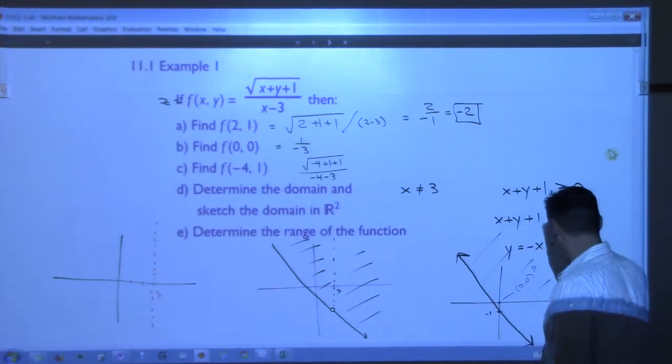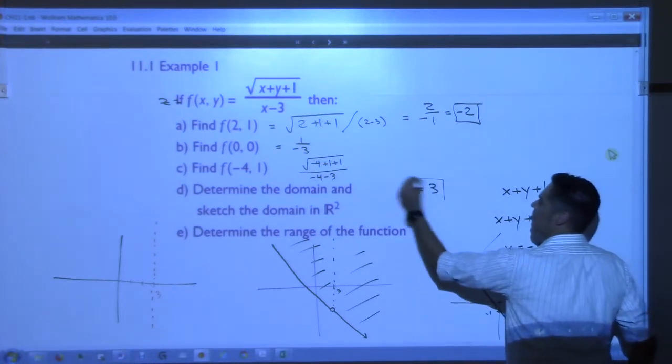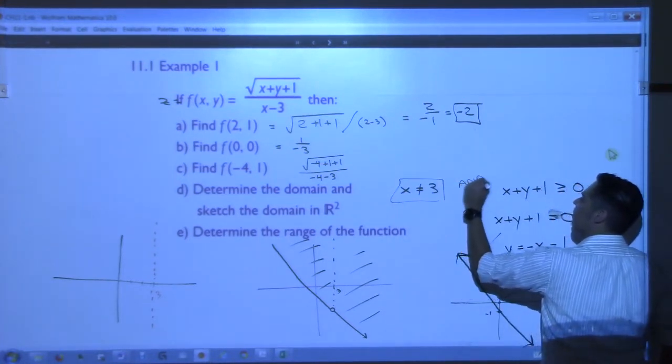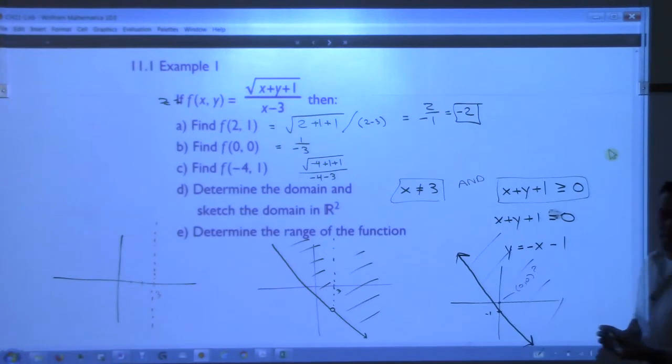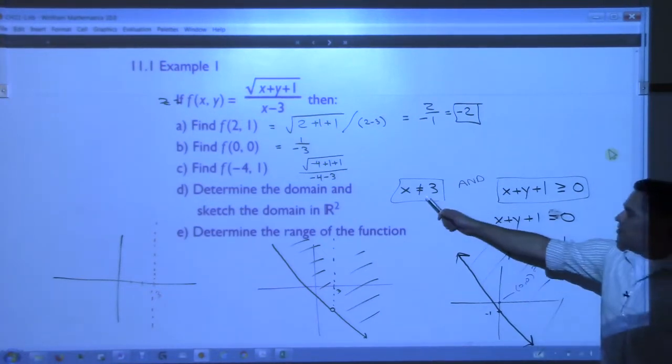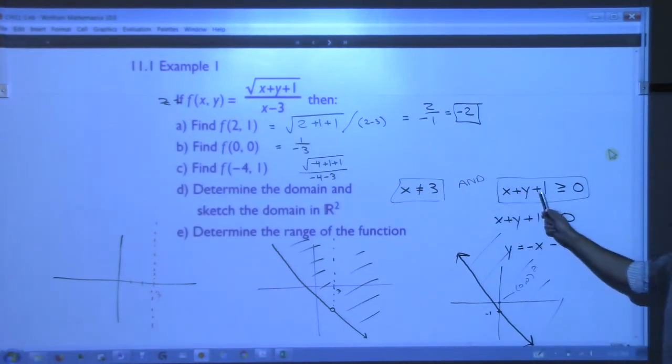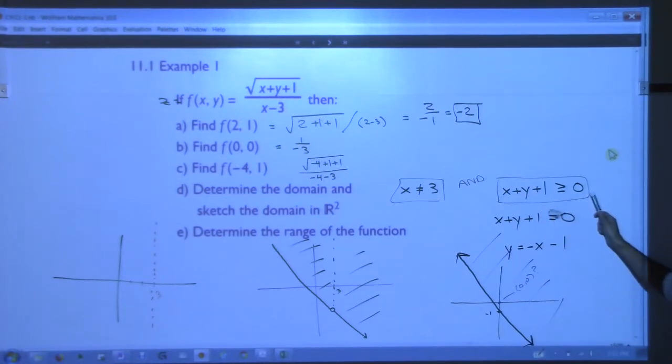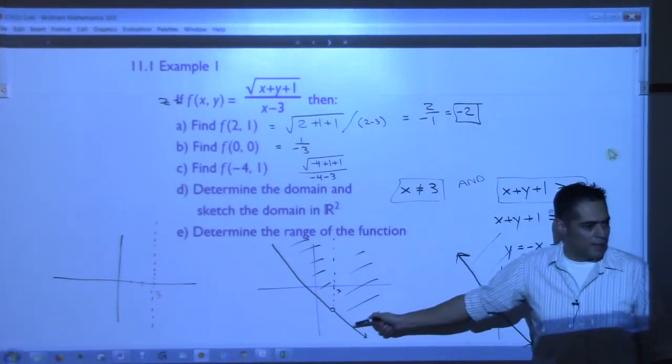Now, algebraically, the way you could say the domain is this and this. That's the algebraic way you could say domain. It's all the x's, so long as x is not 3, and at the same time, this has to be satisfied. But you should be able to draw the picture of it.